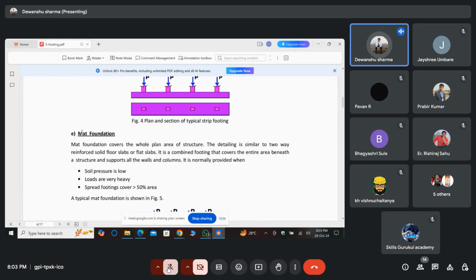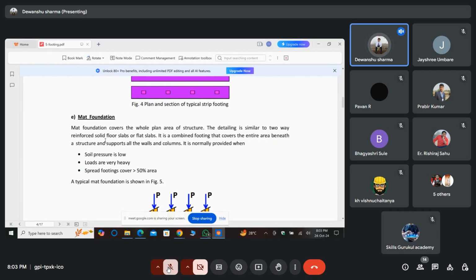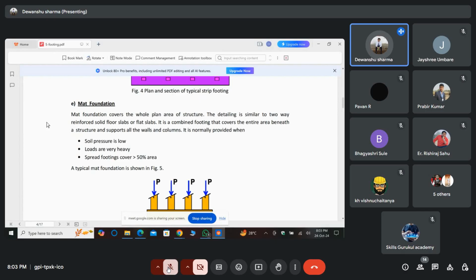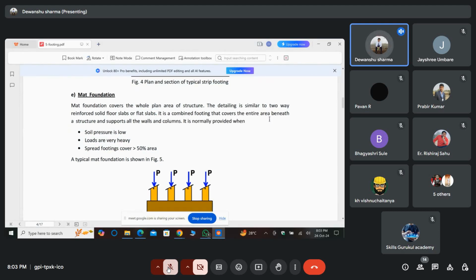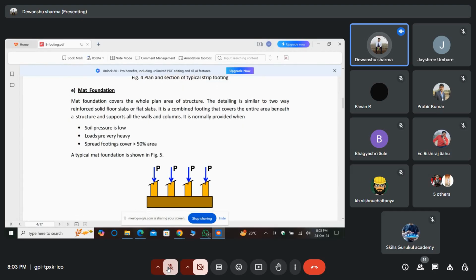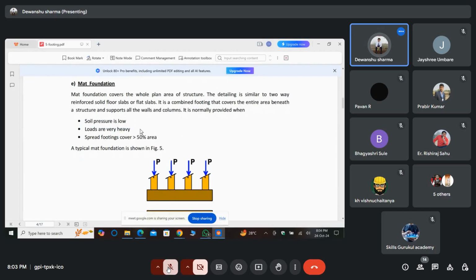Another one is mat footing, which is also known as raft footing. Mat foundation covers the whole plan area of the structure. The detailing is similar to a two-way reinforced solid floor or flat slab. We discussed flat slabs yesterday. It is a combined footing that covers the entire area beneath a structure and supports all the walls and columns. It is normally provided where soil pressure is low, that is, soil bearing capacity is low, loads are very heavy, and spread footing cover area is greater than 50% of the area.